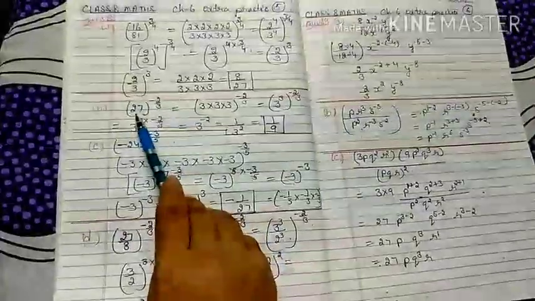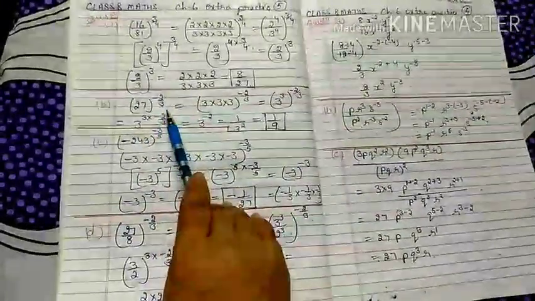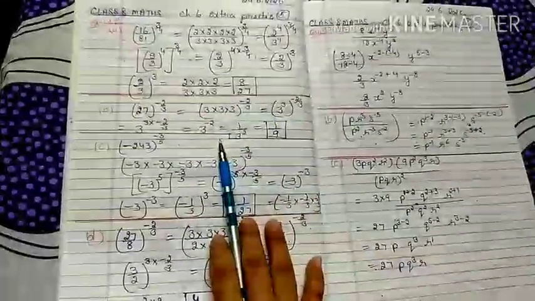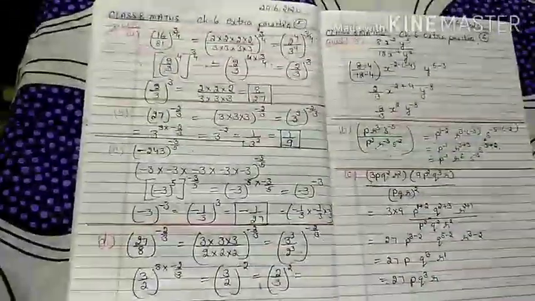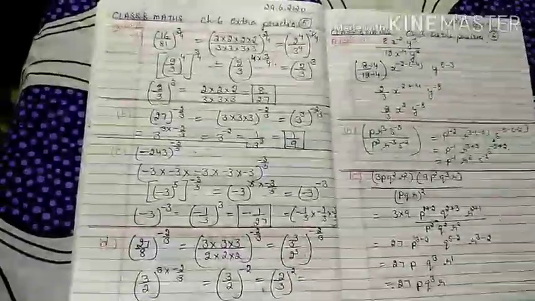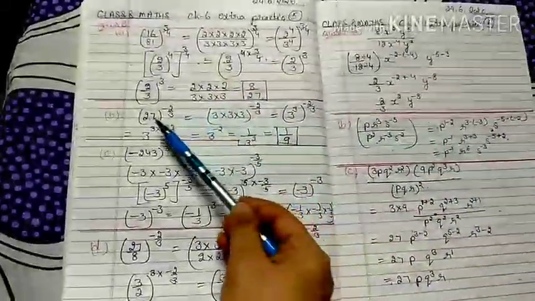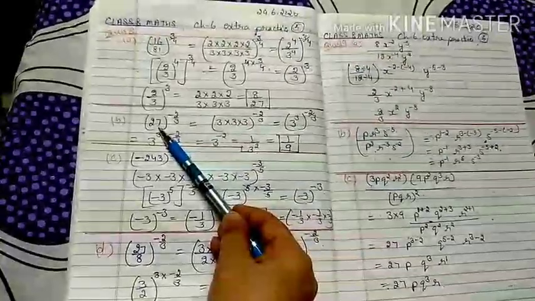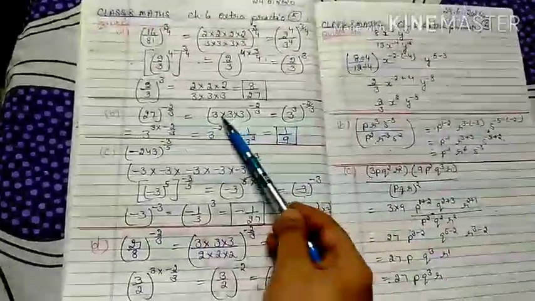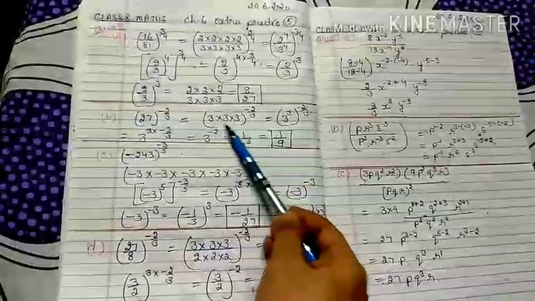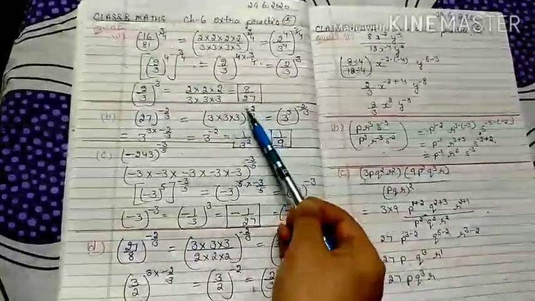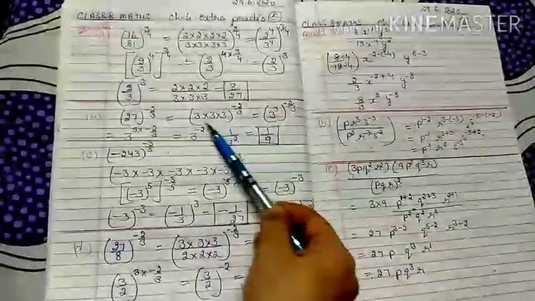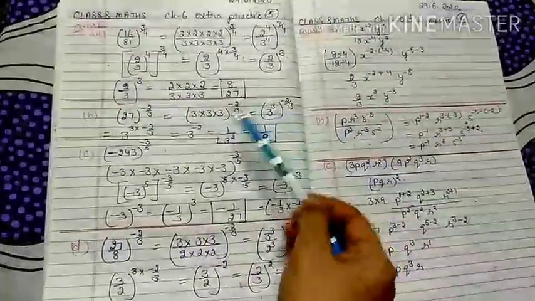Next, B part is 27 raised to power minus 2 by 3. So directly, because we are not solving the negative power right now, first we try to remove the fractional power, that is 3. So we have to think about which number, multiplied 3 times, gives 27. That is 3. When 3 is multiplied 3 times I get 27, raised to power minus 2 by 3. First keep it as it is. So this repeated term we write as 3 raised to power 3.